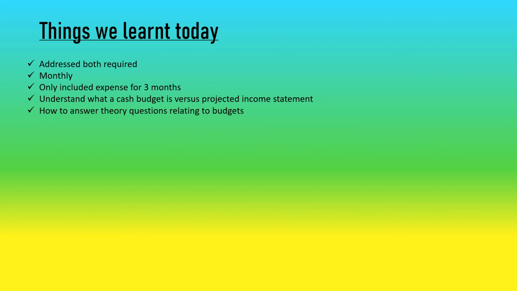But today we've actually addressed how to look at requireds that are multiple. Always remember that if you're preparing budgets and projections, they should be monthly. Only include expenses for 3 months. This is something you need to be careful about. They asked you to do the question only for 3 months, but that is for the income statement. Remember, cash budget is all that you spend, irrespective of whether it's for a year, 2 years, 5 years. If it's a cash budget, money that you're going to spend in the 3 months, that's what you put in, unlike your accounting statement. And we looked at how to answer theory questions relating to budgets.